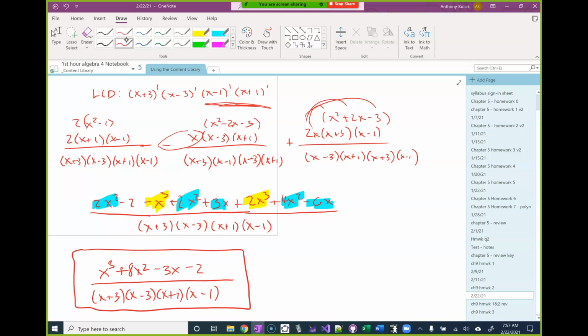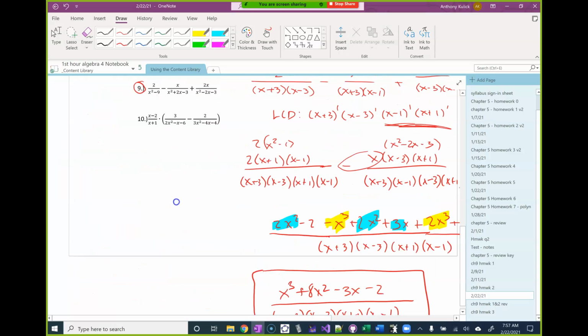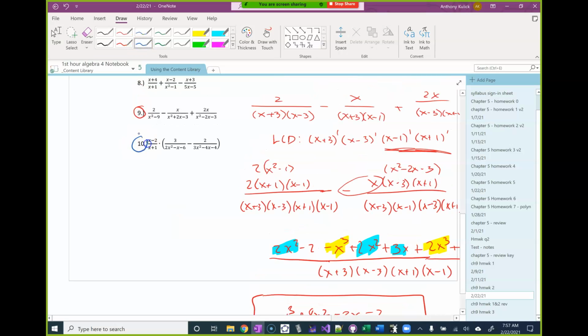Okay. Leo, you also wanted to see 10, right? Yeah. Okay. So I'm going to just change colors and do one of these. I'm going to start the same way by factoring things. Now, to factor the 2x squared minus x minus 6 and the 3x squared minus 4x minus 4, I have to do that long factoring. So I need to start by finding the 2 things that multiply to give me negative 12 and add to give me negative 1. So that would be negative 4 and positive 3.